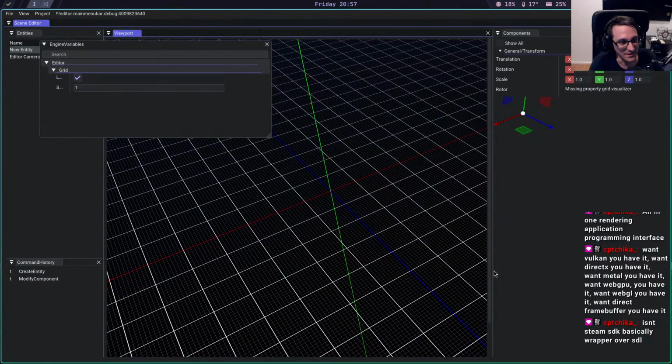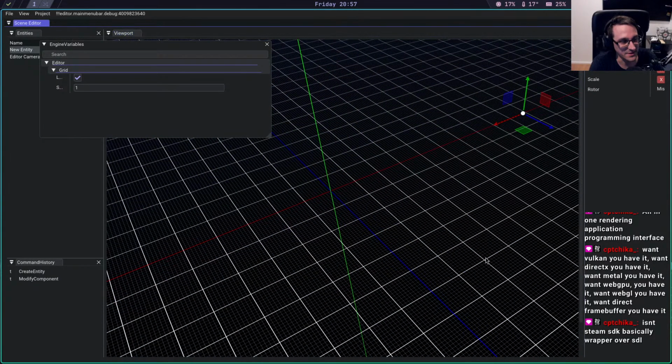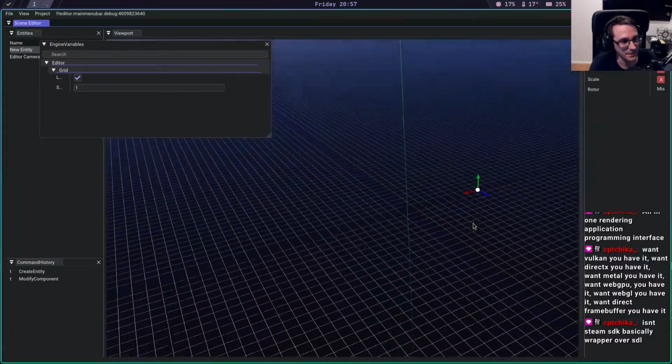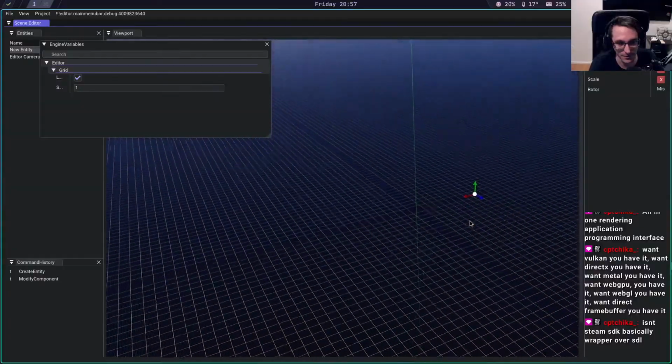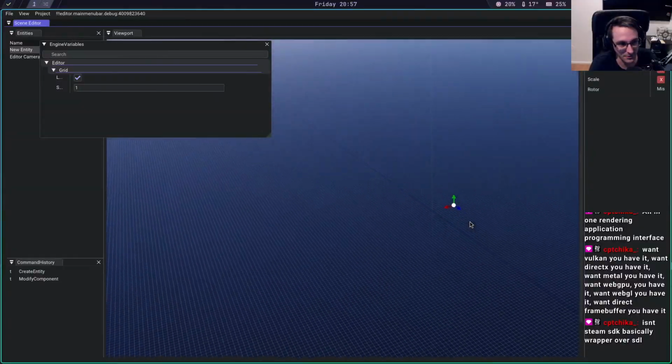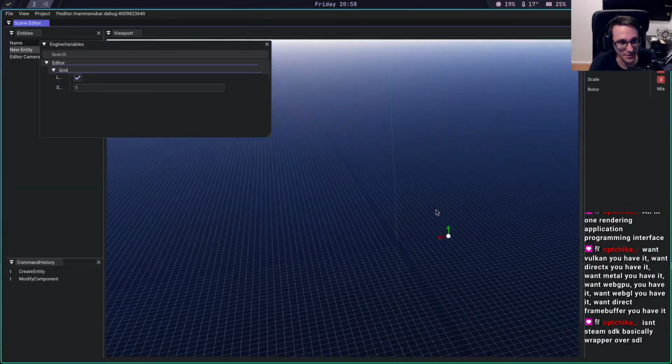Steam SDK has an SDL in there, yes. Mostly for controllers, I think. I think the only thing they use is the controller stuff, if I'm not mistaken.